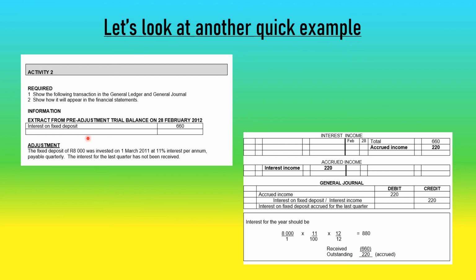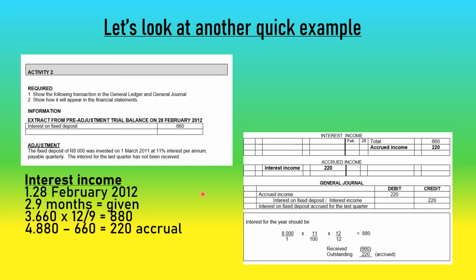Let's have a quick look at another example. This example relates to interest on fixed deposit for the 28th February 2012. The adjustment is that 8,000 Rand was invested on 1st March 2011 at 11% interest per annum, payable quarterly. The interest for the last quarter has not been received. Here you can see that you did not receive anything. You did not receive the cash, and therefore it is absence of cash, which means it is an accrual income.